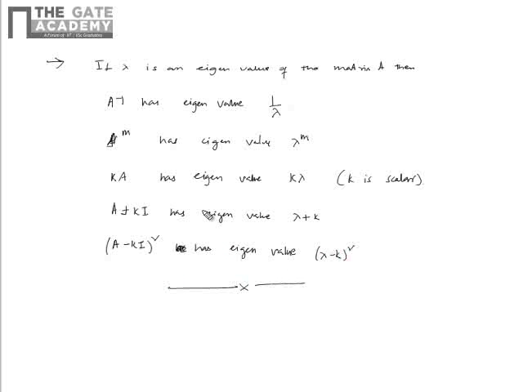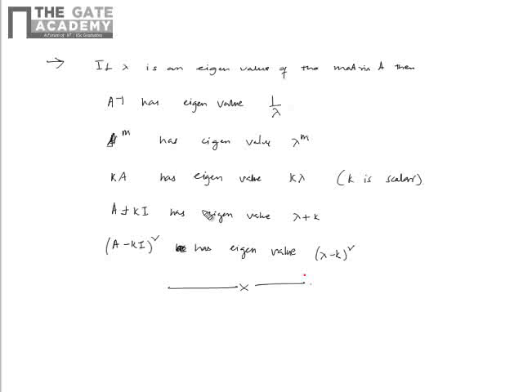So we have seen some important properties, and in general we have seen that if lambda is an eigenvalue of the matrix A, then A inverse will have eigenvalue 1 by lambda, A power m will have lambda power m, kA will have k lambda, A plus kI will have lambda plus k. So the important properties are the sum of the eigenvalues and the product of the eigenvalues, and noting that A and A transpose have the same characteristic equation, so they have the same eigenvalues.